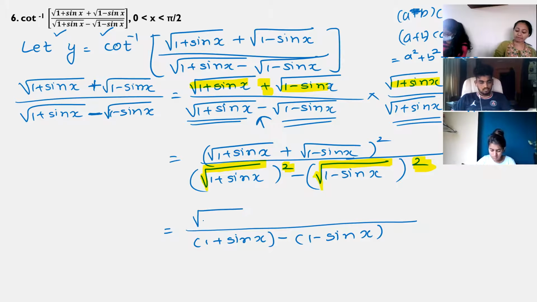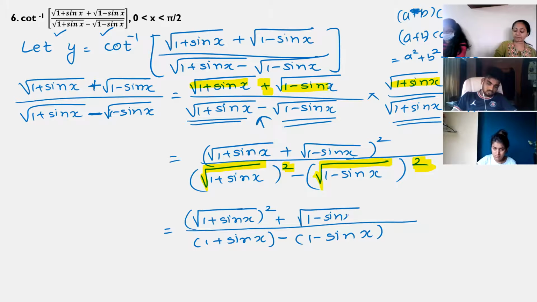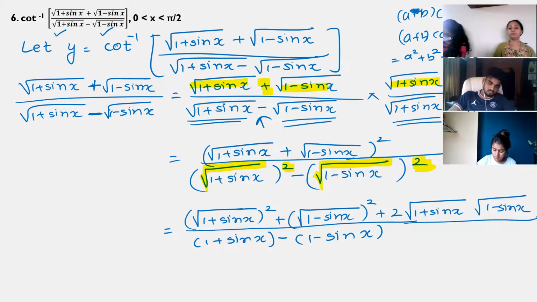So, a square, that is (1 plus sin x) square, plus b square (1 minus sin x) square, plus 2a into... Again in the numerator you can see this square root sign and the square are going to get cancelled. Only 1 plus sin x will remain. Similarly, square root of 1 minus sin x and the square of that get cancelled. That means 1 minus sin x will remain.